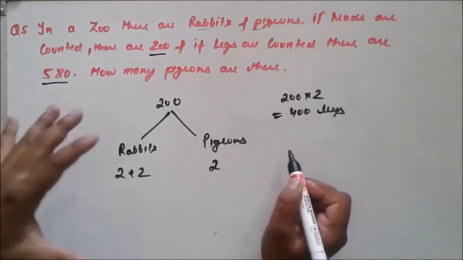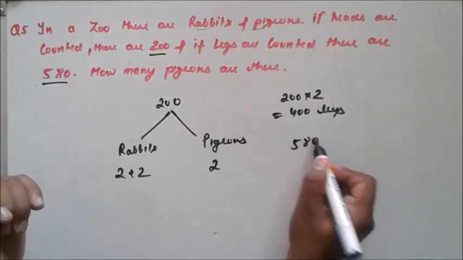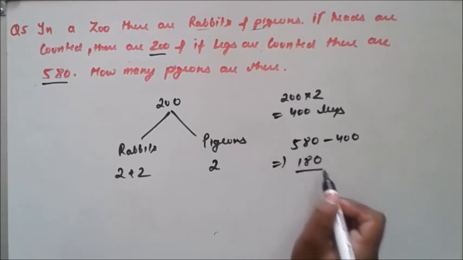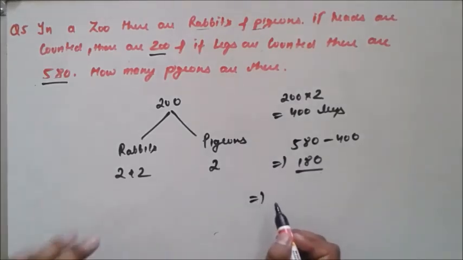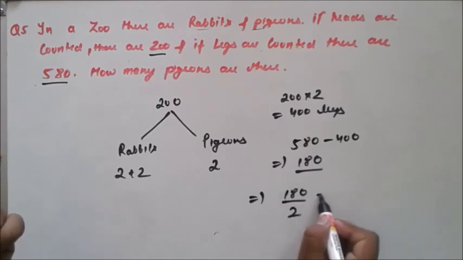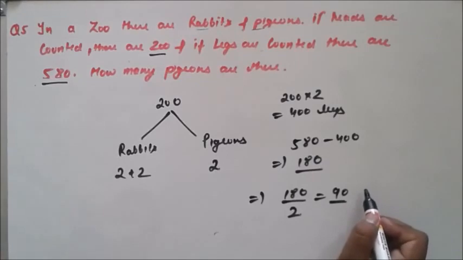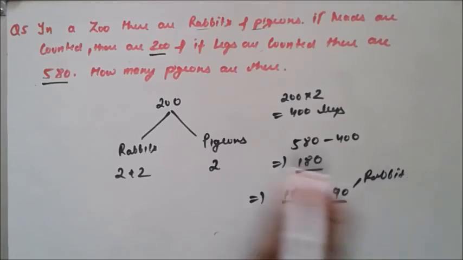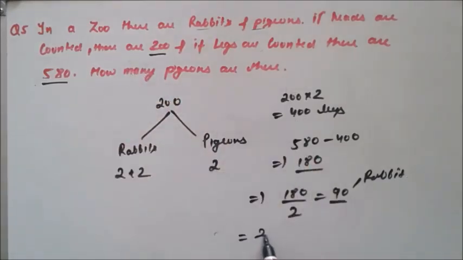But in the question it is given that total number of legs are 580. If we subtract 400 from 580, it will become 180. So these 180 legs are extra legs and it is due to the rabbits. These extra legs are due to extra 2 legs of rabbits. So if we divide 180 by 2, we get 90, and 90 is the total number of rabbits. It is given 200 heads are there. If we subtract 90 from 200, we will get 110, and it is the total number of pigeons. So it is the final answer.